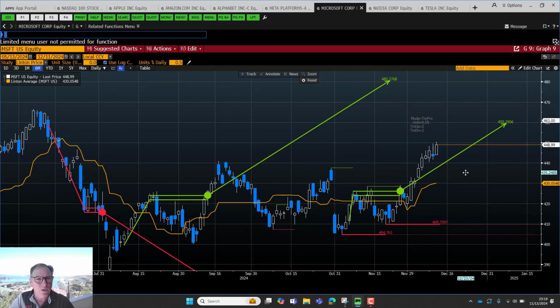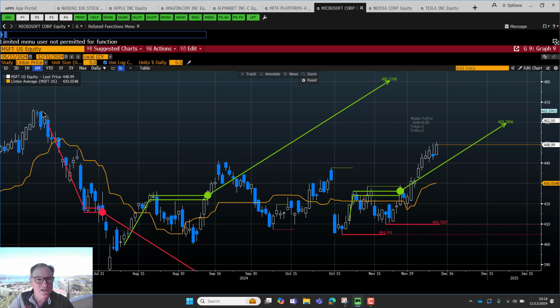Now, Microsoft is quite interesting, not making new highs. We've got targets here to 459, 480. This one is in train at the moment. We're running a little bit ahead of projection, so that's looking a little bit better. We've broken that previous resistance level.